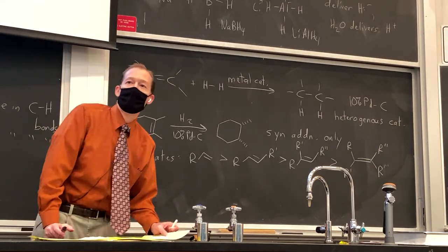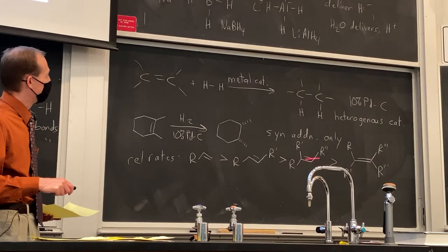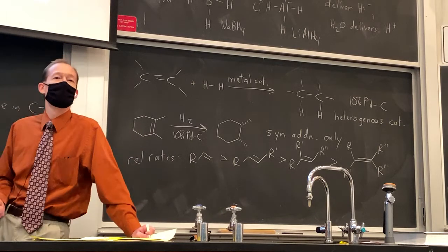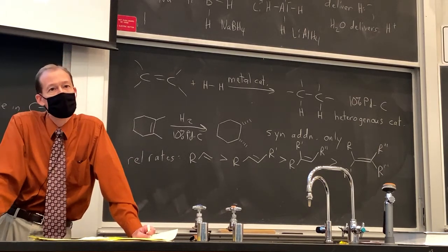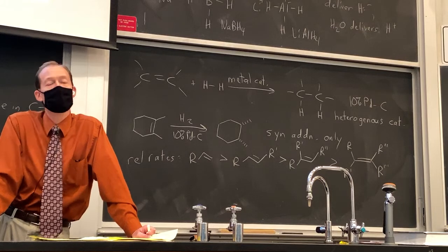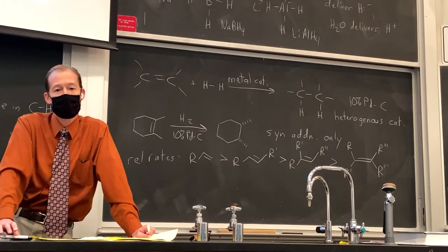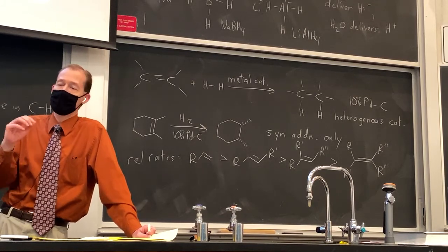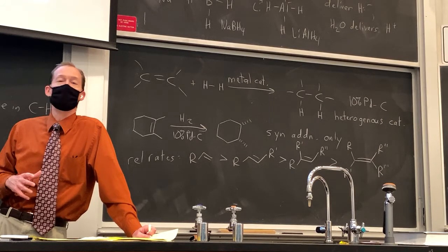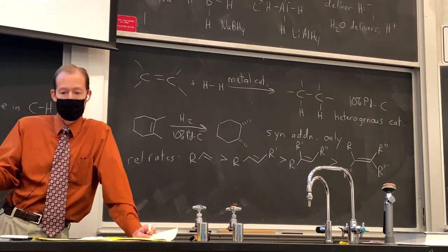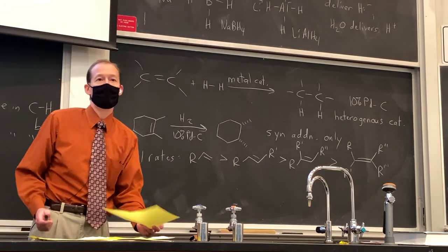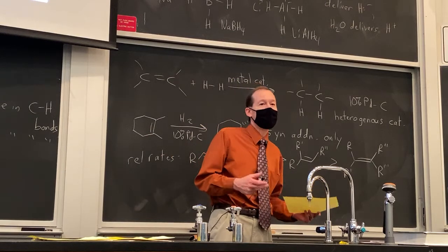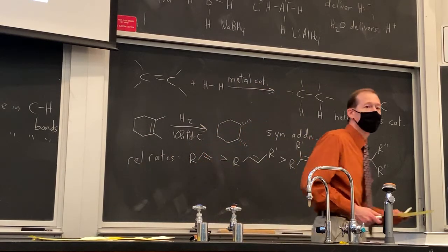Okay? How does this mechanism explain the fact that less substituted alkenes react faster? Yes, please. Yes, a less substituted alkene will encounter less steric hindrance as it attaches to the surface of the metal, and so therefore will do so more rapidly than a more substituted alkene will. Okay? So even though it's cartoonish, even though it doesn't show curved arrows, it does explain the data that we have for the reaction. Okay?